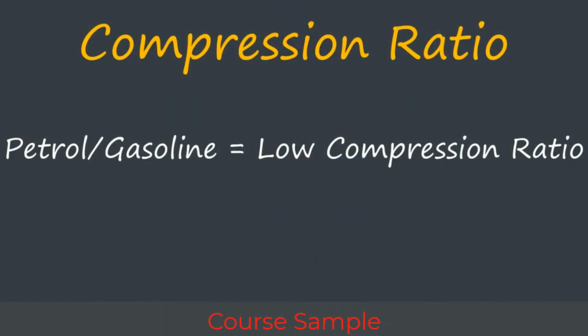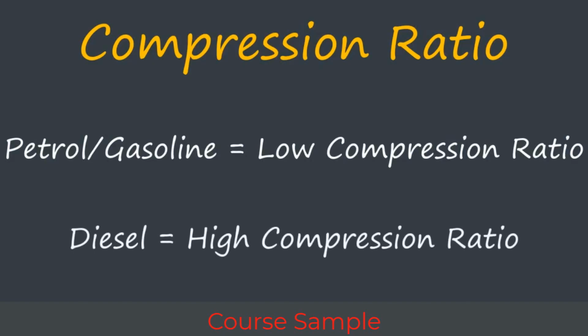Diesel engines have much higher compression ratios, maybe somewhere around 15, 16, 17 to 1 or higher, and this is the reason, or one of the main reasons, why diesel engines are more efficient than petrol or gasoline engines.